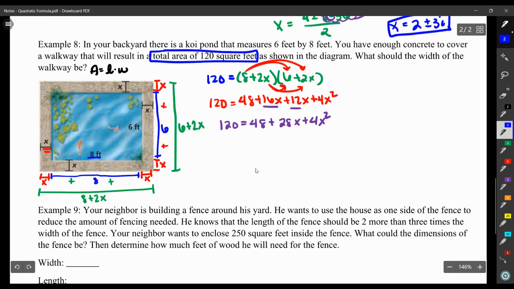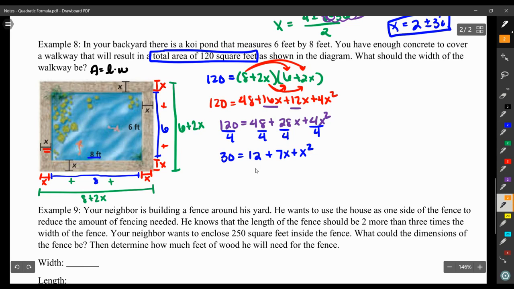Now, I know that all of these numbers, those are some pretty big numbers. These are all divisible by 4. So I'm going to take every one of these and divide out a 4 from all of them. So 120 divided by 4 will leave me with 30. 48 divided by 4 leaves me with 12. 28 divided by 4 is 7x, and 4x squared divided by 4 is x squared.